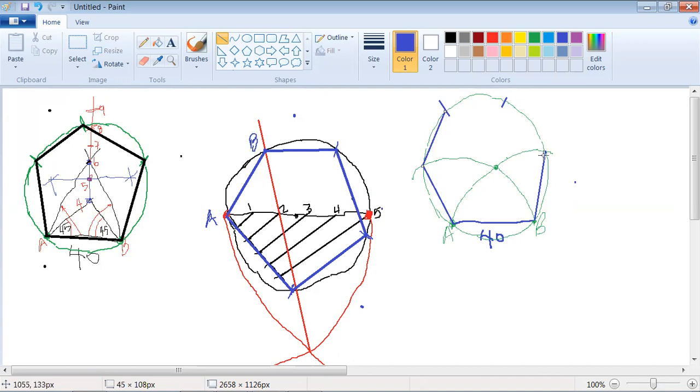Join this to this one here. And join this to this. And it will give you the 6-sided polygon when we know the length of one side, by this method.